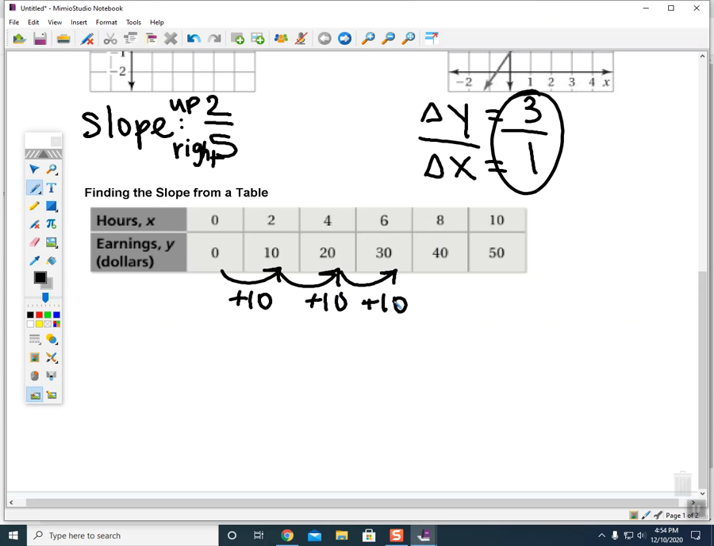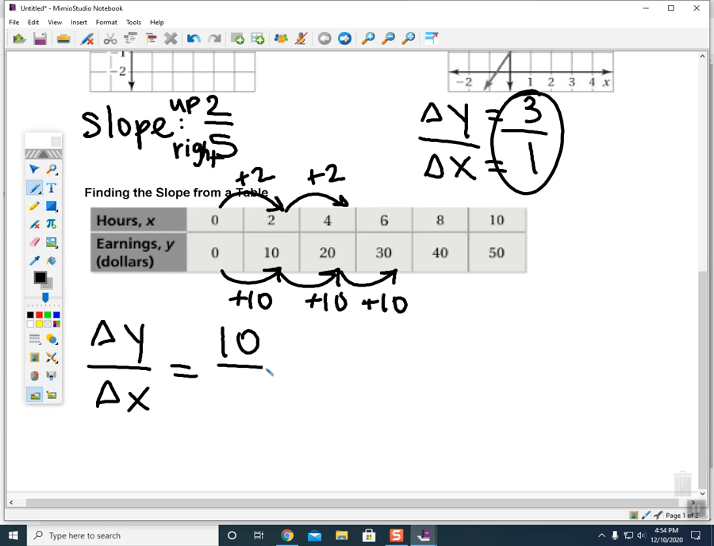Add 10. Then my x values go up by 2, plus 2, another plus 2. So then if I'm talking about my change in y over my change in x, my change in y is 10. My change in x is 2. 10 divided by 2 is just 5 over 1, or 5.